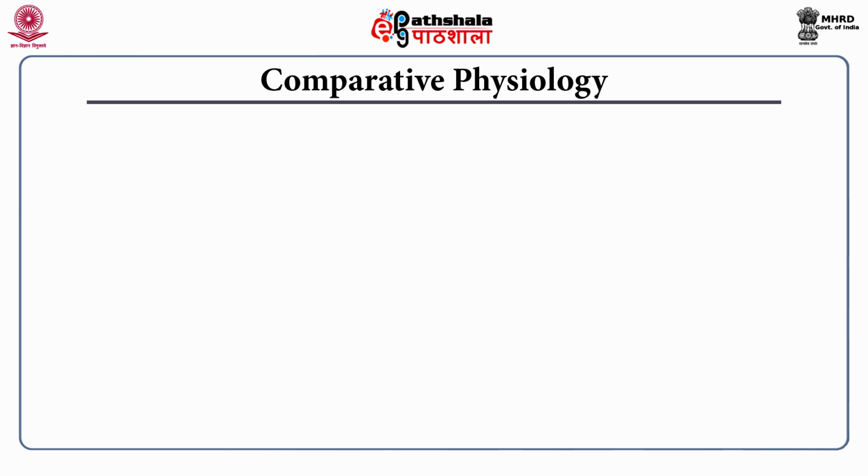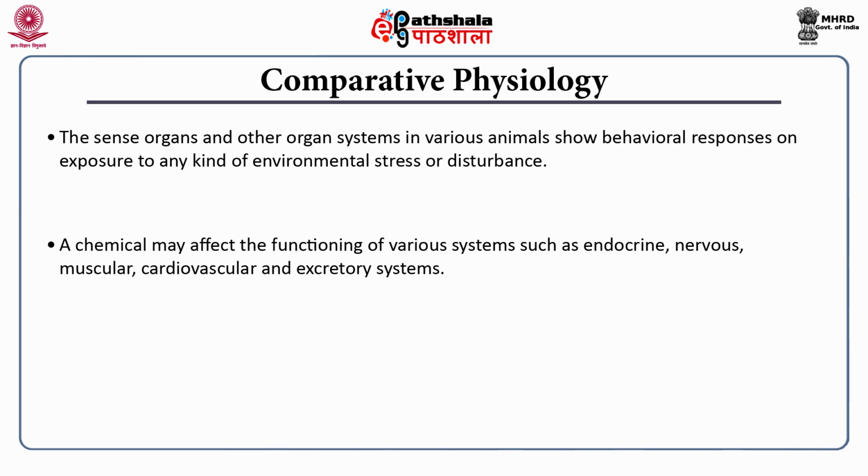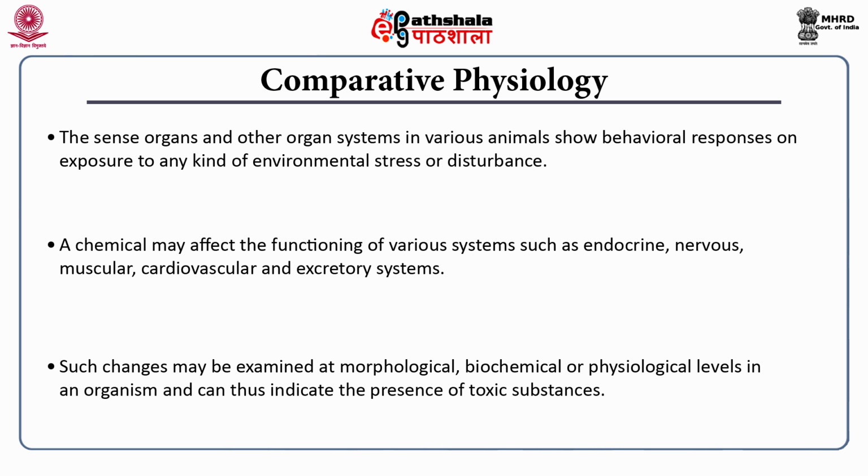Comparative physiology. The sense organs and the other organ systems in various animals show behavioral responses on exposure to any kind of environmental stress or disturbance. A chemical may affect the functioning of various systems such as endocrine, nervous, muscular, cardiovascular and excretory systems. Such changes may be examined at morphological, biochemical or physiological levels in an organism and thus can indicate the presence of toxic substances in the environment.